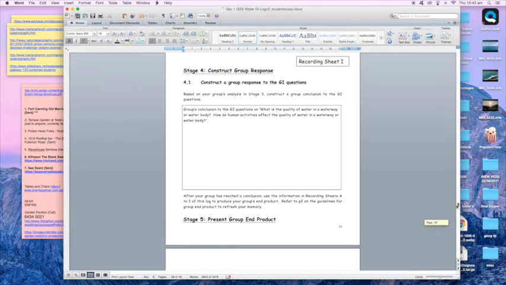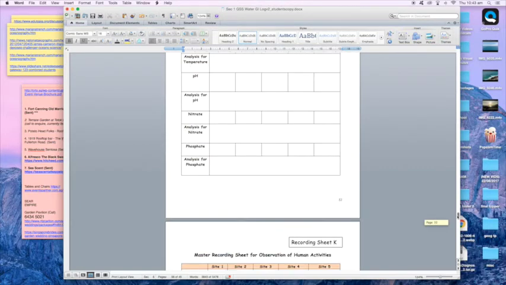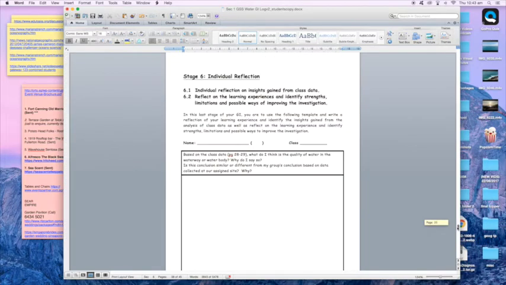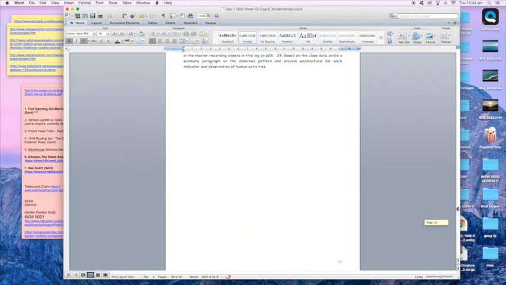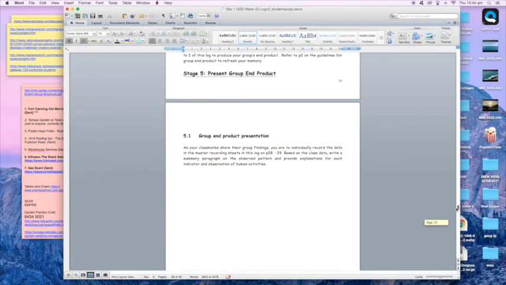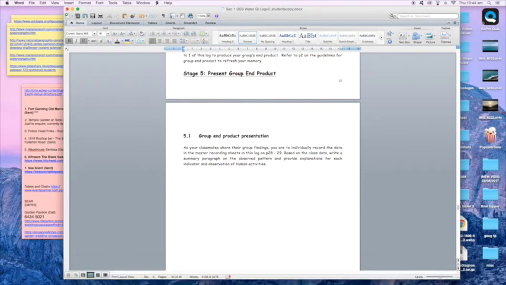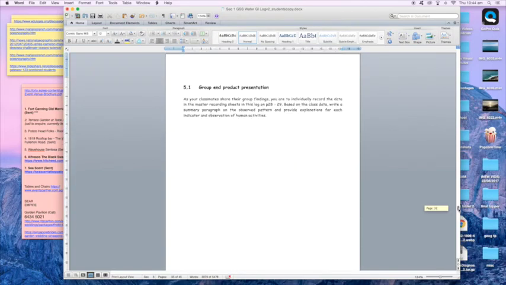So you just have to present your group end product. Recording sheets J, K, L, and the individual reflection and peer evaluation, we can do in class. So let's just focus on your group end product as your holiday homework, and also finishing the top part of the GI log. Your group has to share your group findings during the class presentation, then we can do J, K, and everything else. But for now, we shall do this.